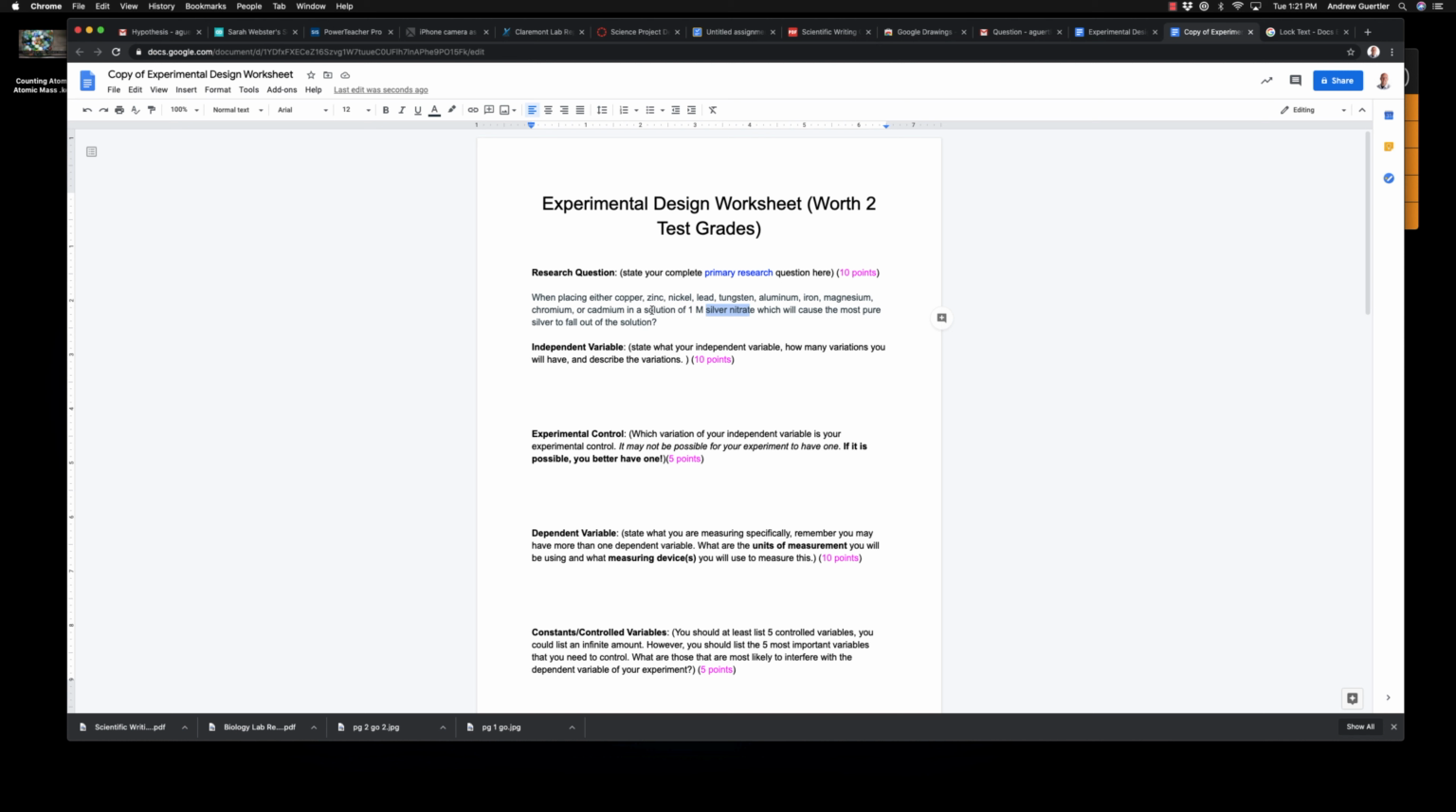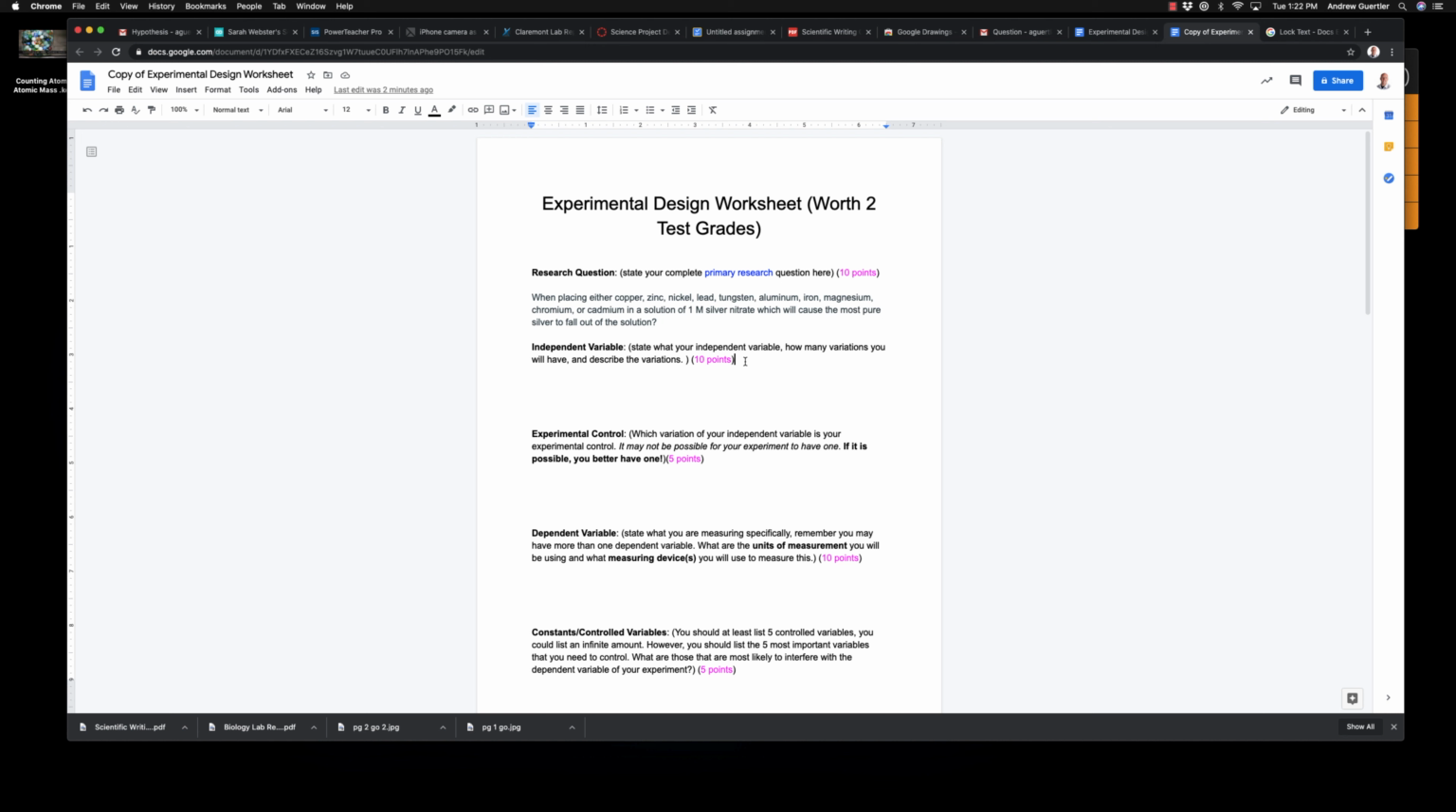So when I place those into this solution, which will cause the most pure silver to fall out of the solution. So I'm being very specific about what I think will happen, what I'm going to be measuring, which is my dependent variable. Which one of those will cause the most silver to fall out of the solution? Wow, that's pretty cool, huh? So, that's my research question. And that's what you need to do in this first part here. I'm just going to place that in there.